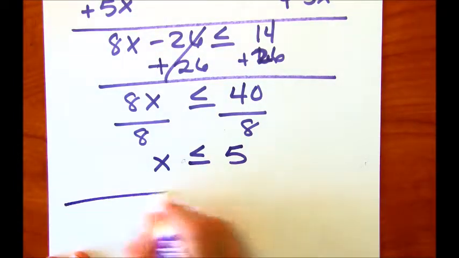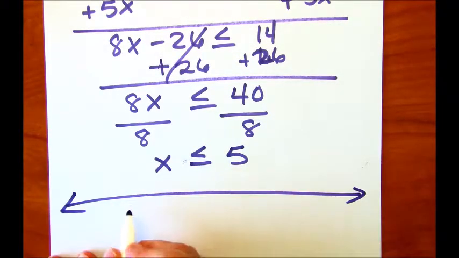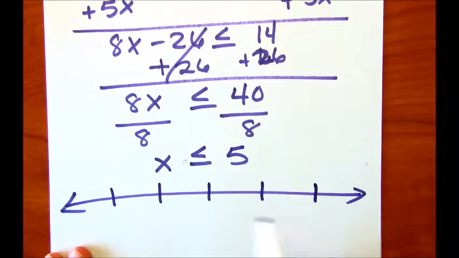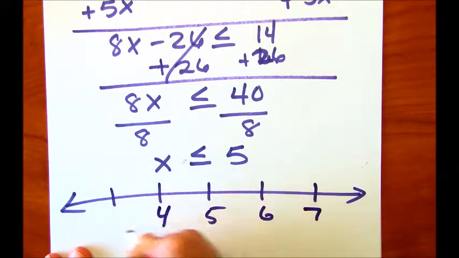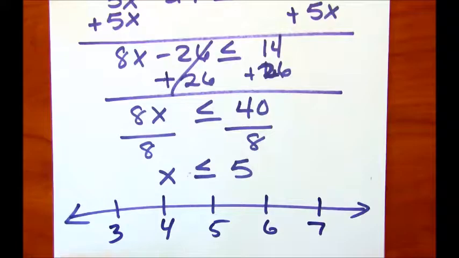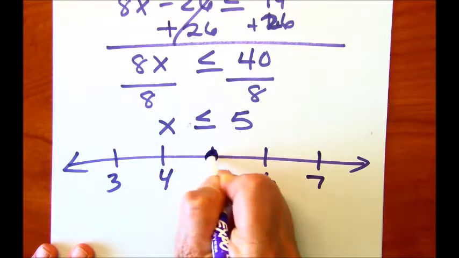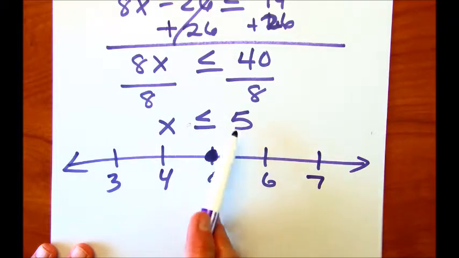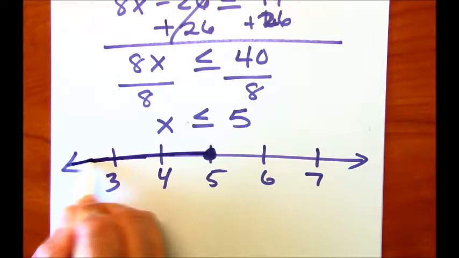Now, I want a graph so I can figure out a number to plug in just to check my work. Let me create some lines here. I'm going to say this is 5, 6, 7, 4, and 3. So a range of numbers is good. This is less than or equal to, so we're going to have a closed dot, or a closed circle. X is less than or equal to, so I'm going to go to the left toward the negative.